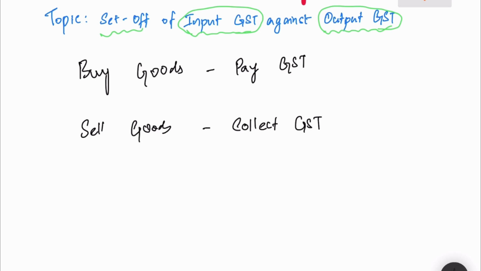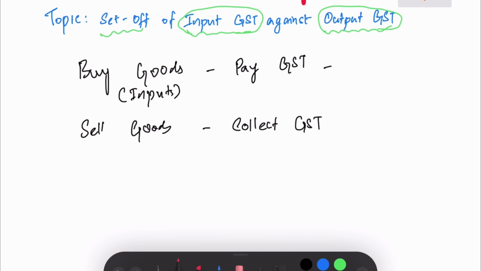These goods that we buy are the raw materials or the inputs of our finished products. So with these raw materials, we manufacture goods. Let's take for example furniture. To manufacture furniture, we need wood, that is timber, plywood, and some other materials like that. So they are all called inputs. So for the inputs, we pay GST, and that GST is called input GST.